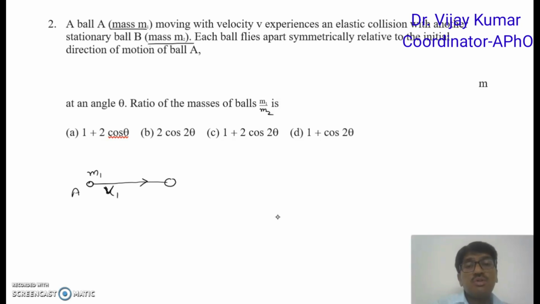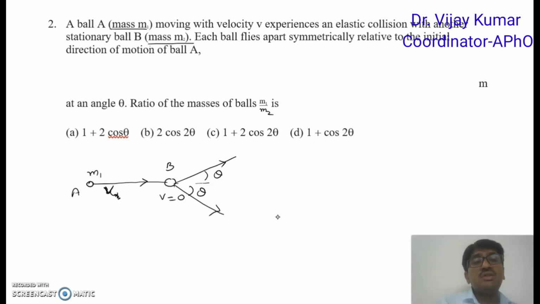Suppose ball A has velocity v and experiences an elastic collision with another ball B, which is stationary. It means the velocity of ball B is 0. The balls fly apart symmetrically relative to the initial direction, so we can consider that one ball is moving in this direction and the other ball is moving in this direction, and this is angle theta.